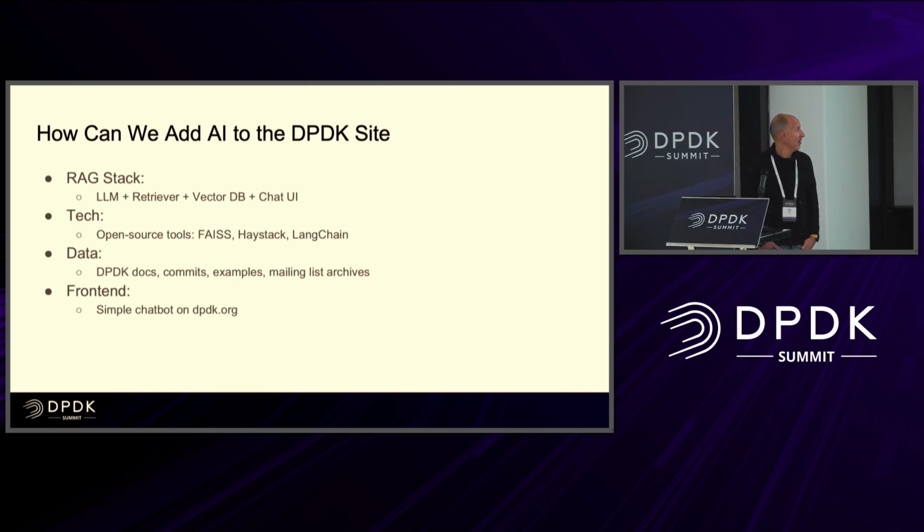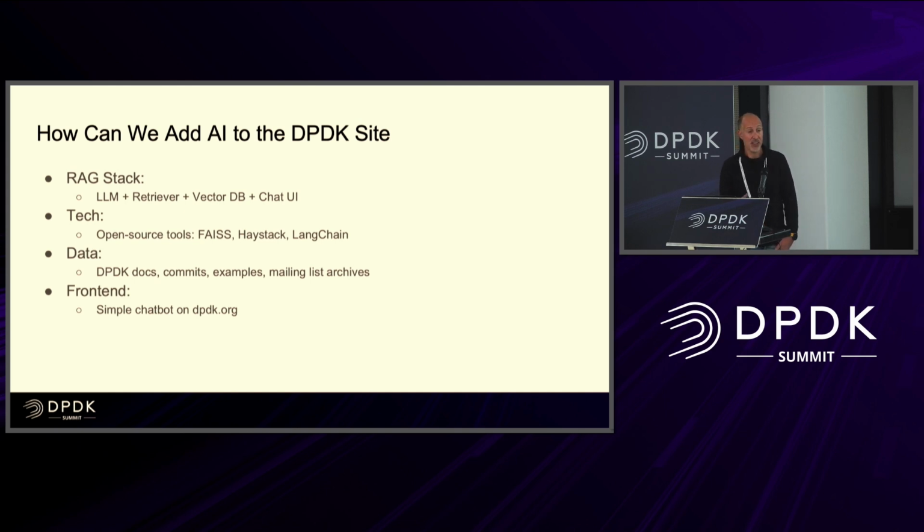So how can we add AI to DPDK? First of all, we need the RAG stack. Basically, it includes the LLM, the retriever, some vector DB, and chat UI. If you notice, the first 3 are shared from all use cases that we will want. These are the basic blocks, and it's always true. The only thing that changes is the chat UI that is more relevant for this specific use case.